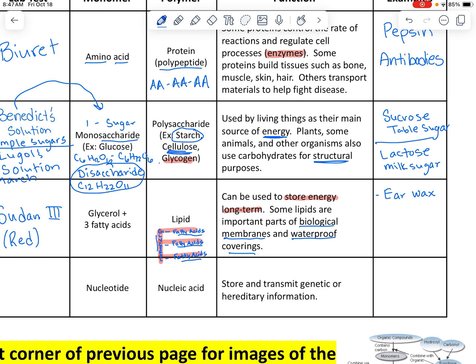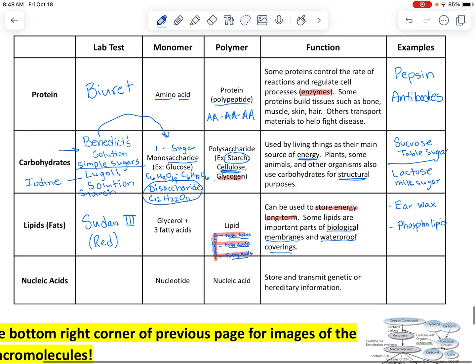Another example of a functional lipid, which I kind of mentioned: we're going to get into this a lot later on, but a phospholipid is a biological component of cell membranes.